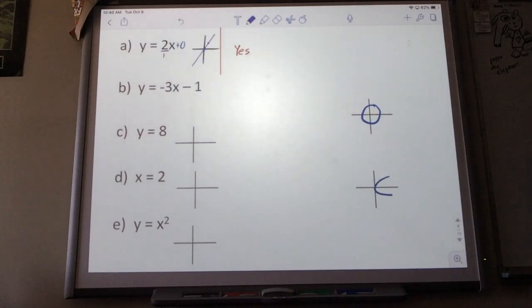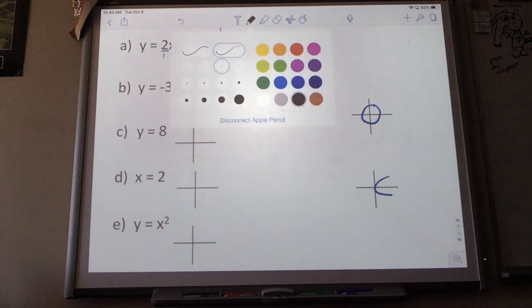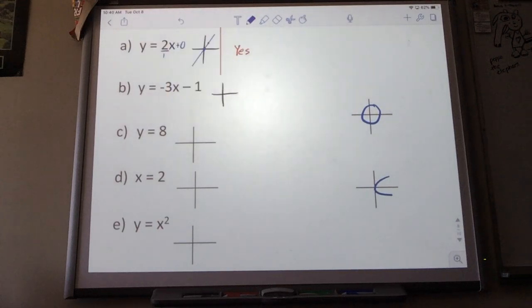Next one. If I graph this, my starting point is at -1. And then I'm going to go down 3 over 1, down 3 over 1. So my line looks like this. So if I take a vertical line and drag it across this, is there any time where it crosses more than once? No. So that is a function. So again, that is yes.